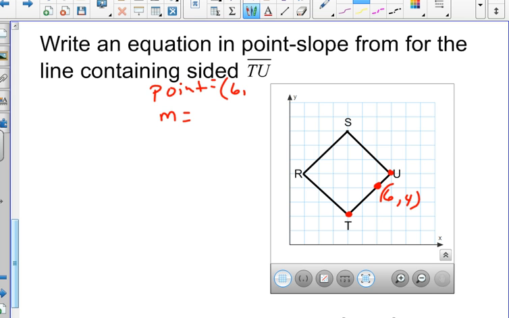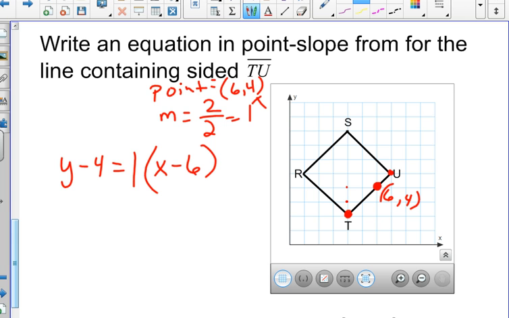So we're going to have 6, comma, 4, and our slope. Let's just use this point and this point to figure it out. So let's go up 1, 2. Our rise is 2, and our run is 1, 2, which is 1. Okay? All right, now we're going to write in point-slope form. So y minus y1, which is 4, equals 1, which was our slope, parentheses, x minus 6, because that's our x1. There it is. That's an equation in point-slope form.